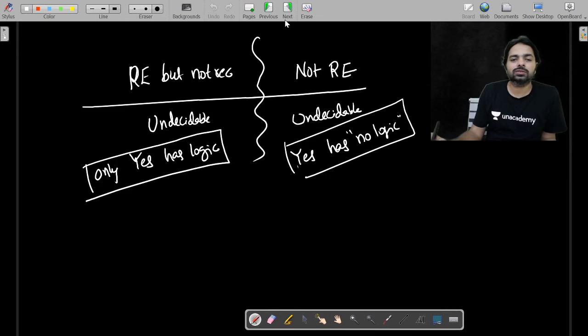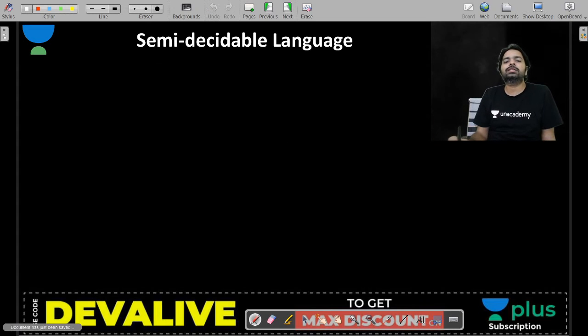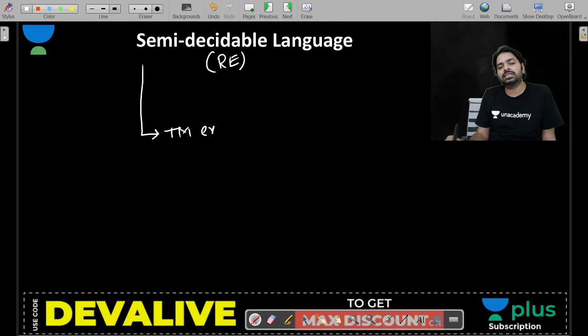Yeah. Now, when we say semi-decidable, that means the problem has a Turing machine, but we have no clarity whether you have a halting Turing machine or not. Semi-decidable is also called an RE problem, recursively enumerable problem, and the language is the same. It is also an RE language. That means this language has a Turing machine, no doubt. TM exists. HTM may or may not, we don't know.